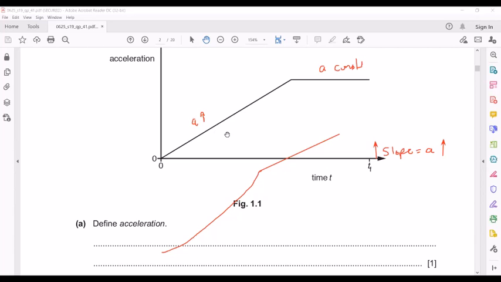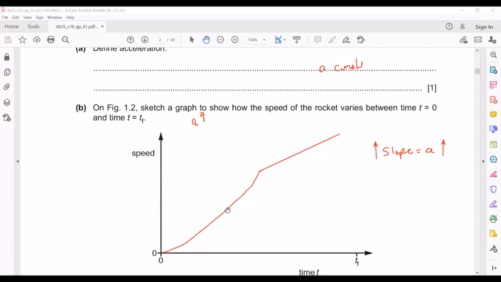And for speed time graph, the slope represents acceleration. So first part of the graph, acceleration is increasing, so slope should increase. And the second part of the graph, acceleration is constant, so slope is constant. So we will draw a straight line with a constant slope, which shows at this part the slope is increasing, which shows acceleration is increasing. The later part, the slope is constant, it's a straight line. So if the slope is constant, it means the acceleration is constant. Is this part clear?